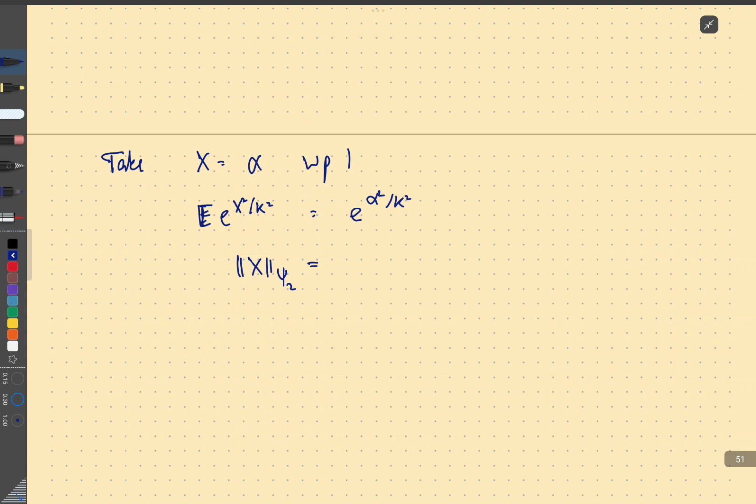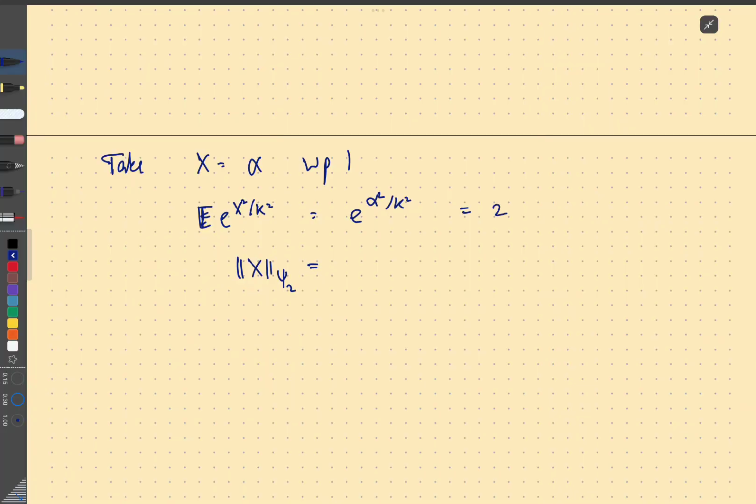This quantity should be less than or equal to 2. In fact, it's that value such that this is equal to 2, which means that alpha square by k square should be equal to log 2, or the Subgaussian norm is just mod alpha divided by square root of log 2. Right?